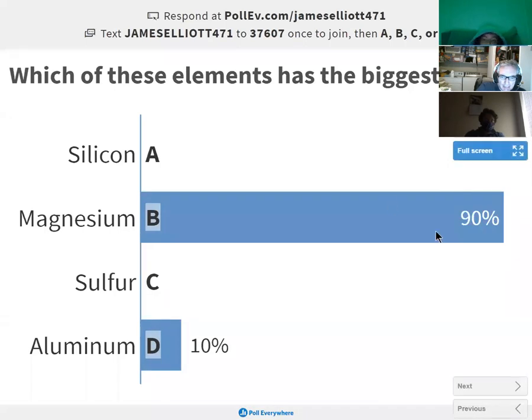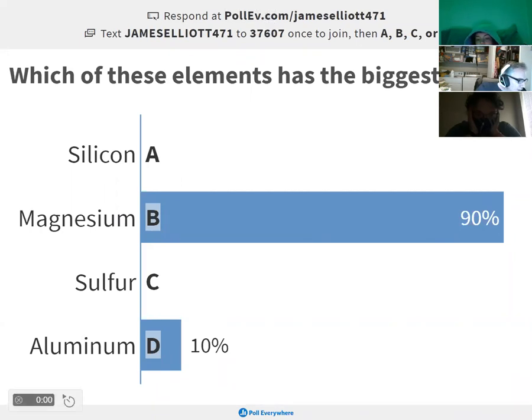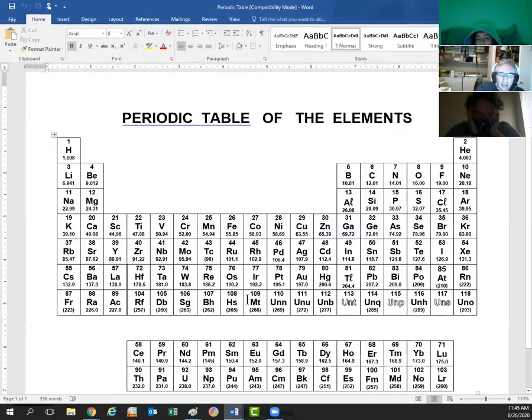So yes, magnesium is the element with the biggest atoms from this list, because as we look at the periodic table, elements to the left, the further left we go, the bigger the atoms get. So magnesium would have the biggest of that list. Sodium would have even bigger atoms.